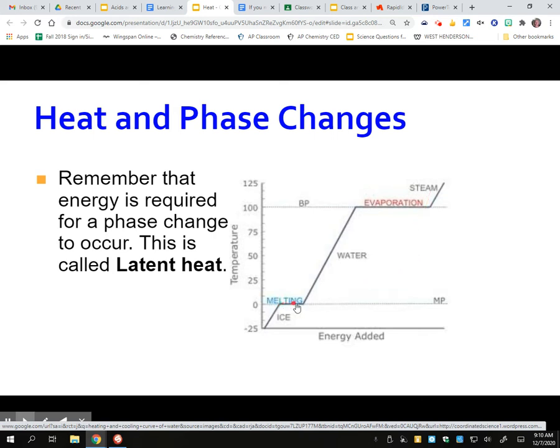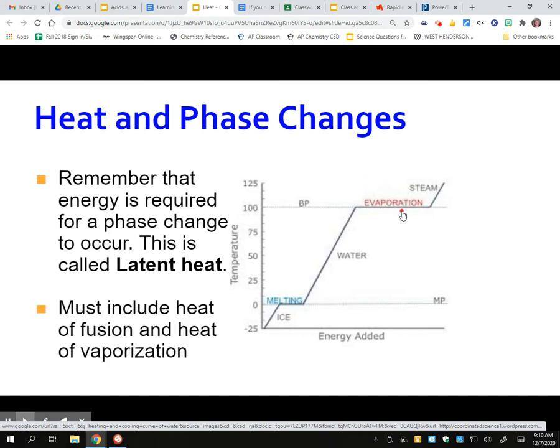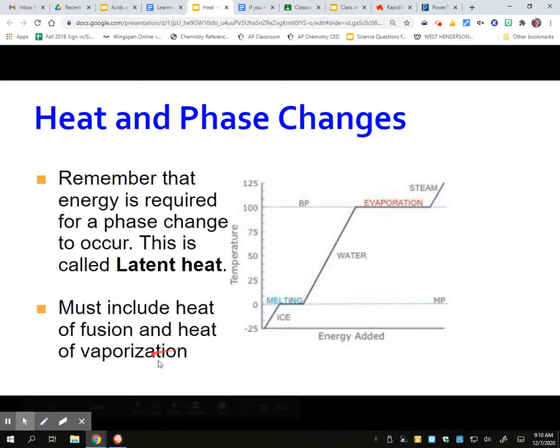Now, you'll notice that the length of this part right here for melting is much shorter than the length here for evaporation. That is because when you're going from a solid to a liquid, you're only breaking some of those attractive forces. And then when you're going from a liquid to a vapor, you have to break the rest of the attractive forces. And this one is for water, so we are breaking those hydrogen bonds, the strongest intermolecular force. So when we are going through a phase change, we need to include the heat of fusion and heat of vaporization.